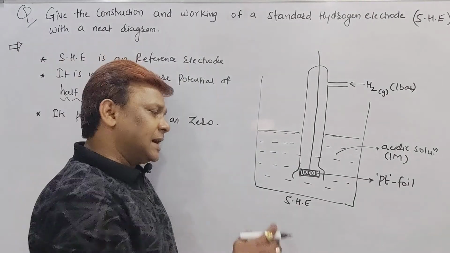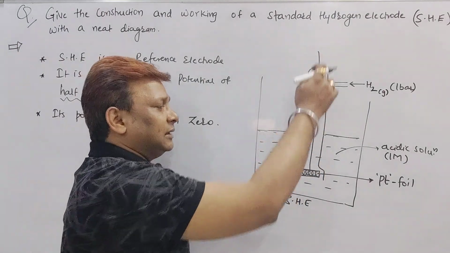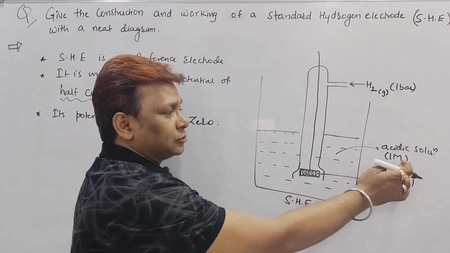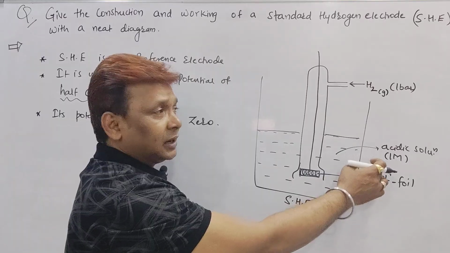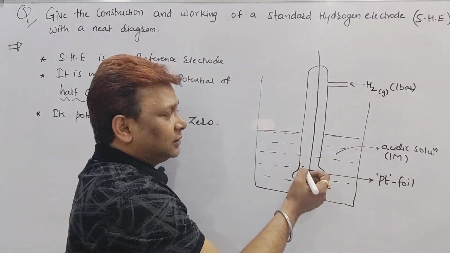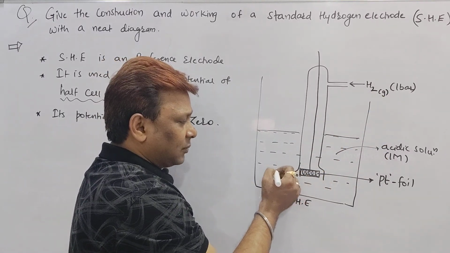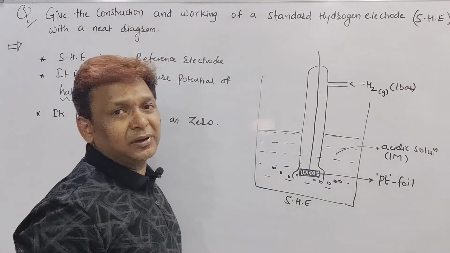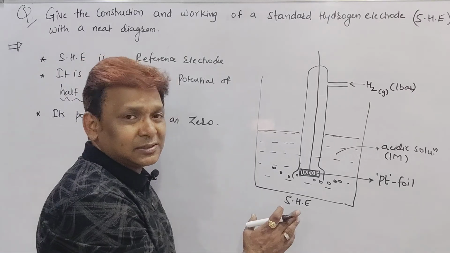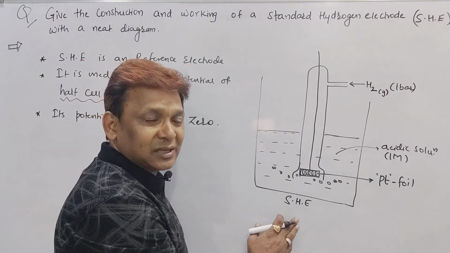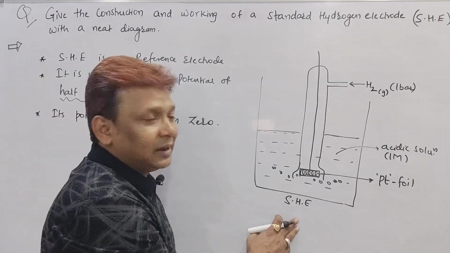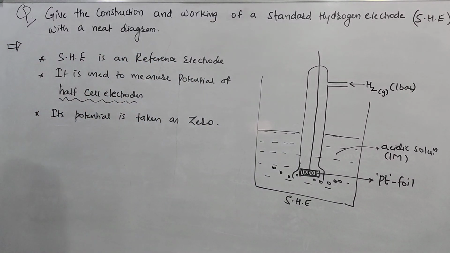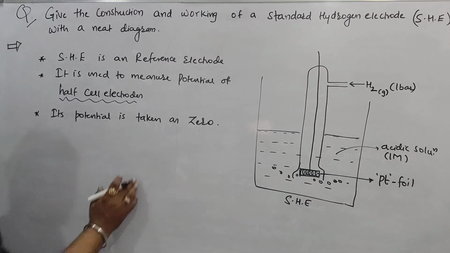It means it is a standard hydrogen electrode in which the platinum foil, or platinum coated foil, is dipped into the acidic solution whose concentration is 1 molar. We are bubbling the hydrogen gas through it. See beta, bubble means H2 gas will come out here. We are bubbling the hydrogen gas through it, and this is at 1 bar pressure. So what is this one? It is a reference electrode. It is used to measure the potential of half cell electrode, and its potential will be considered as what? 0. How many points are over, beta? 3 points are over.